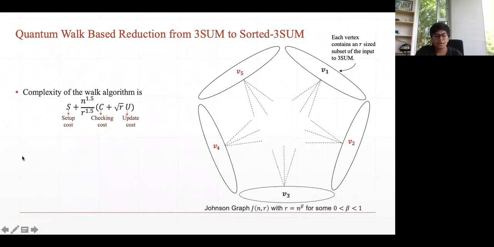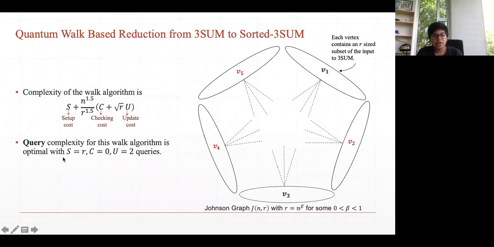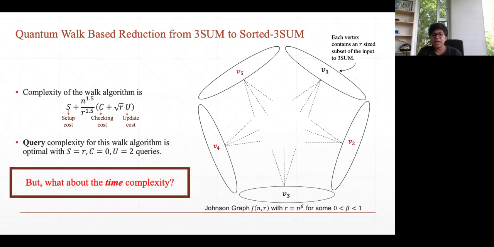And it turns out that there is an algorithm which finds these marked elements with setup cost set to R, checking cost set to 0, and update cost just set to 2. But the problem with this is that this algorithm is not time efficient. While this query algorithm turned out to be a sublinear query algorithm, it was n to the power 3/4 and it was also tight, but it is not a sublinear time algorithm.